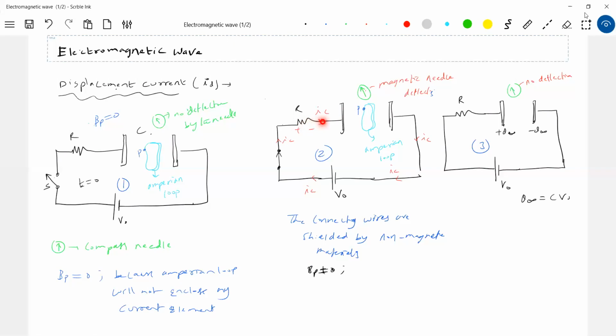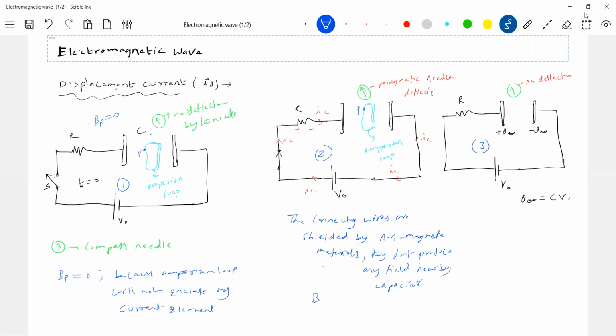Sir, what about this? I already told you. I am going to shield them. I'll cover them by non-magnetic material. Finish over. Connecting wires are shielded by non-magnetic material, so they don't produce any field nearby the capacitor. That's the main thing.